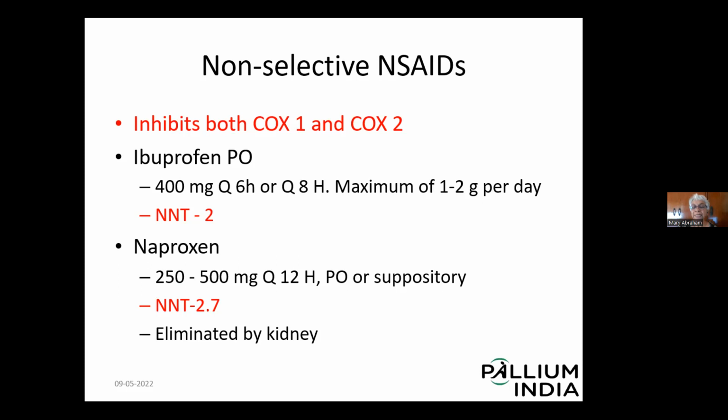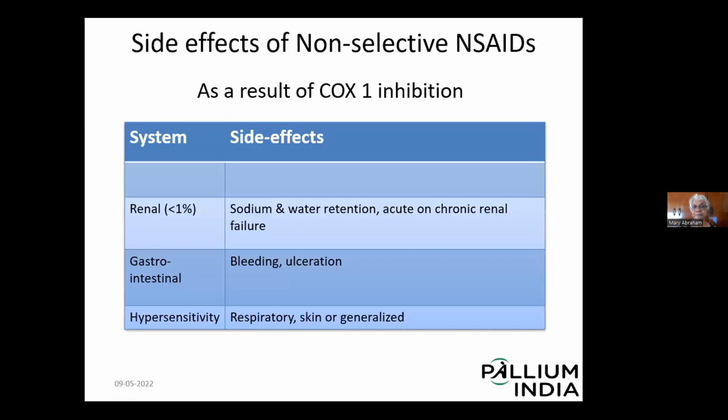So the examples are ibuprofen. Now its NNT is 2. That means it's a very good analgesic. For every 2 patients, 1 benefits, as compared to paracetamol, which is 5. And naproxen also has a very good NNT. So these are the commonly used non-selective NSAIDs. Now, because of the COX-1 inhibition, it exerts its side effects. So it has got renal effects, gastrointestinal side effects, and it can cause a hypersensitivity reaction. That is because it is inhibiting the COX-1 enzyme.